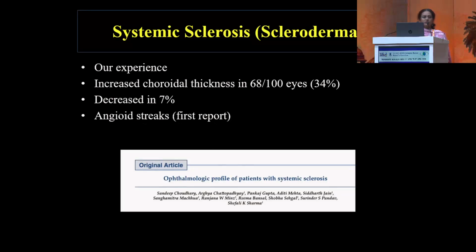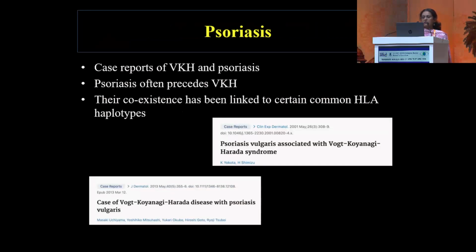So this is our own experience where we did ocular screening of these patients of systemic sclerosis who were enrolled for all the findings. I'll not mention the anterior segment findings, but in the fundus we found an increased choroidal thickness in almost 30% of the eyes, and only one case had angioid streaks, which has never been reported. This was not a patient of myopia, so probably related to systemic sclerosis.